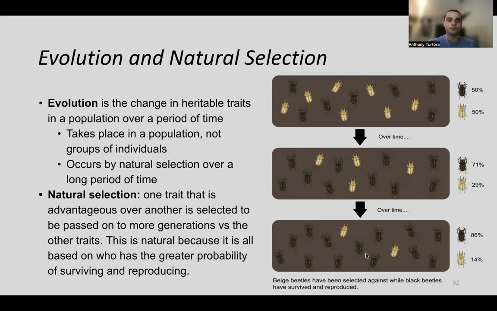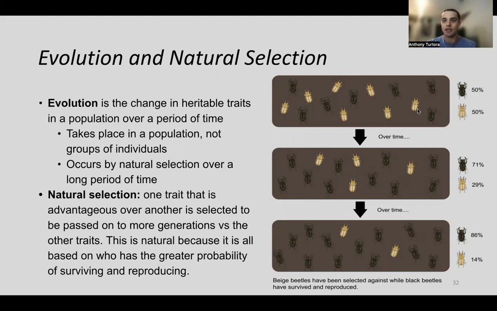So what natural selection is, is that one trait that is advantageous over another is selected to be passed on to more generations versus the other traits. And we call it natural because it's all based on who has the greater probability of surviving and reproducing, which is fitness, and we'll talk about that later.